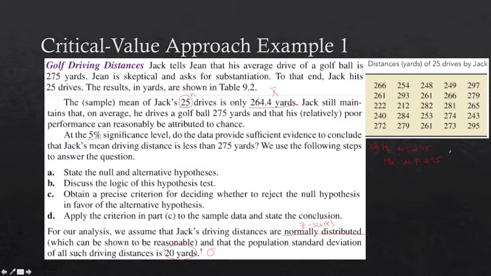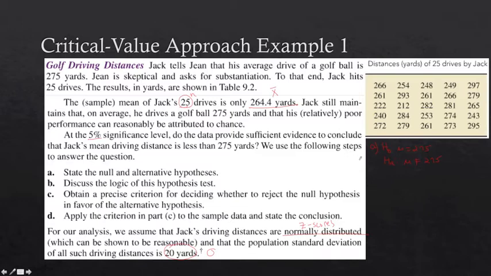Okay. Letter C, obtain a precise criterion for deciding whether to reject the null in favor of the alternative. All right, well, the first thing I see here is that it's normally distributed. So first thing that pops into my mind is z-scores. So what I can do is I can standardize this to get a criterion.